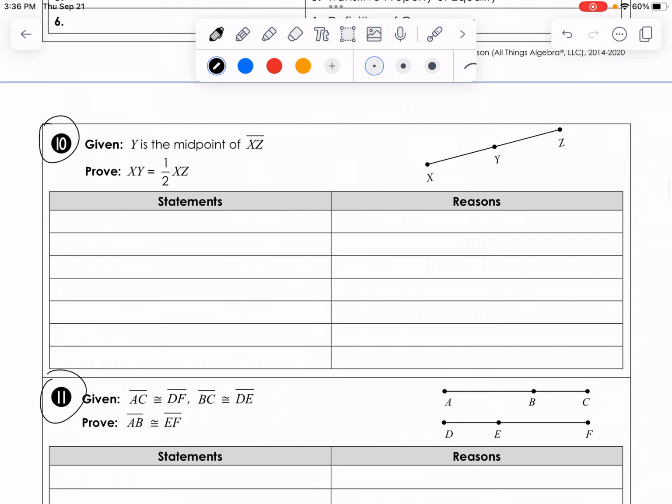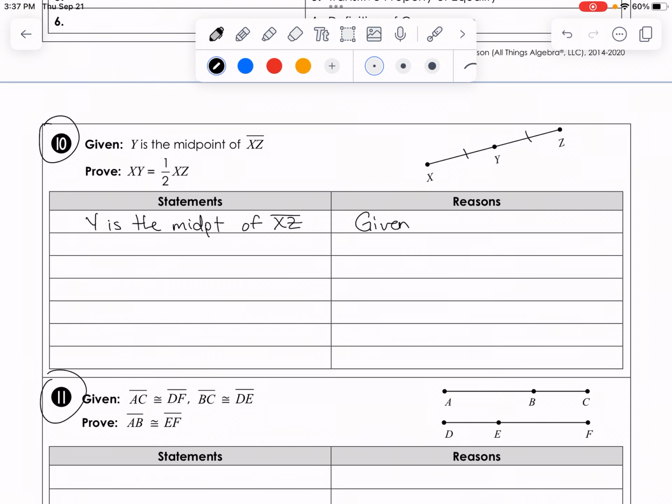Okay, so number 10, Y is the midpoint of line segment XZ. So we can say those things are equal. The argument we're trying to make, though, is XY is half of XZ. Okay, so what argument can we make? Let's start with our first thing, which is Y is the midpoint of line segment XZ, and that is given.